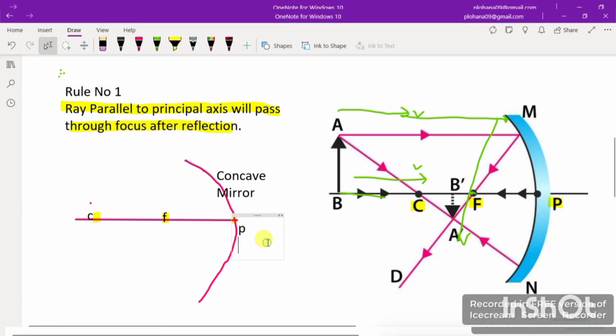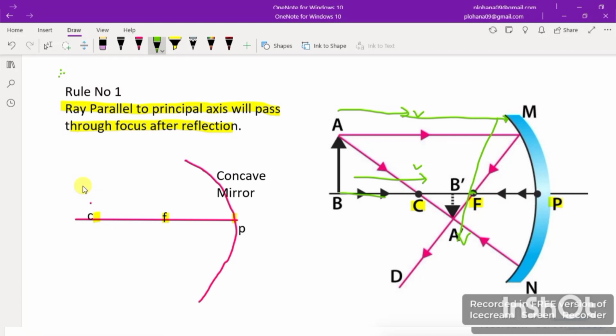Now what it is saying: a ray which is going parallel to the principal axis. This is a ray which is going parallel to the axis, as this is the principal axis. This is the ray we created. Now when it hits the surface, it will reflect to the focal point. As you can see, this is the incident ray and this is the reflected ray, right? So this was rule number one.